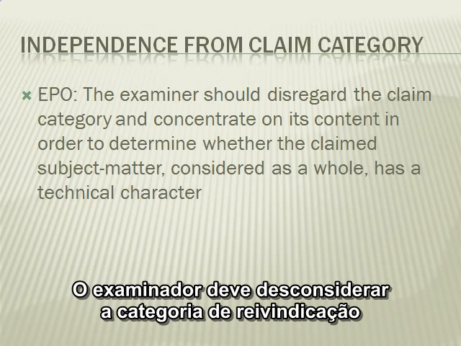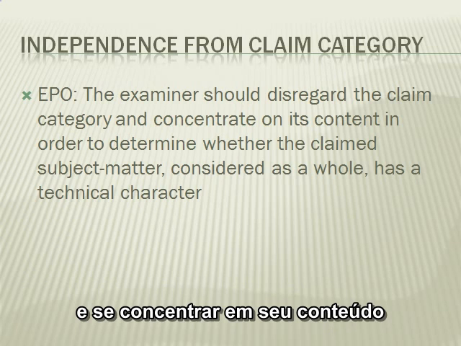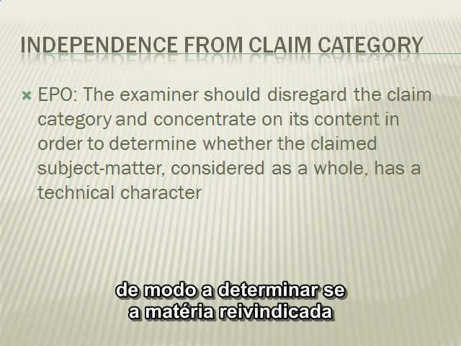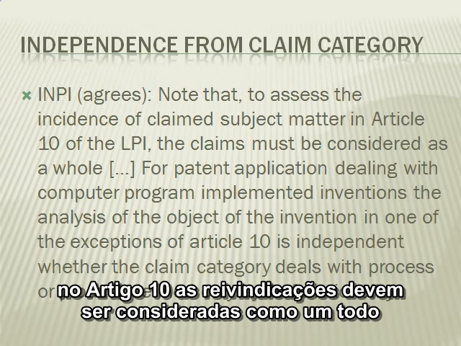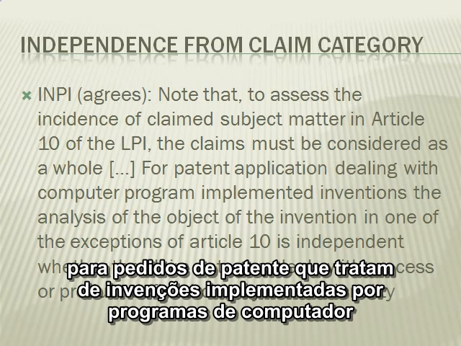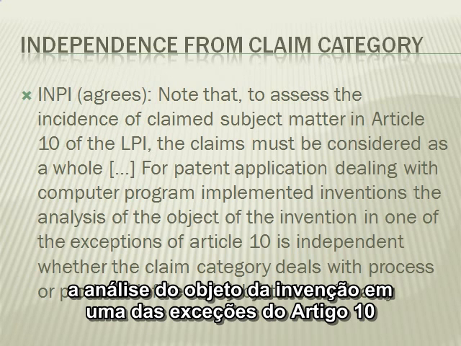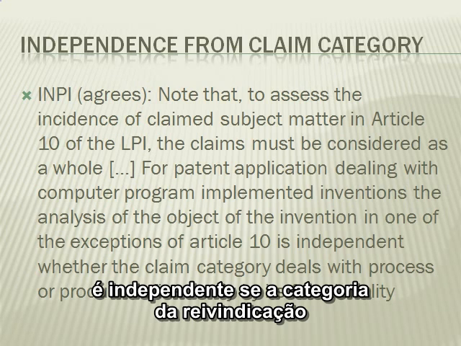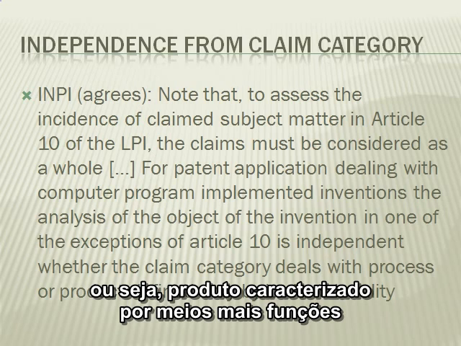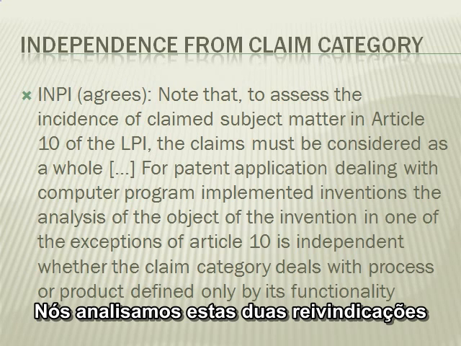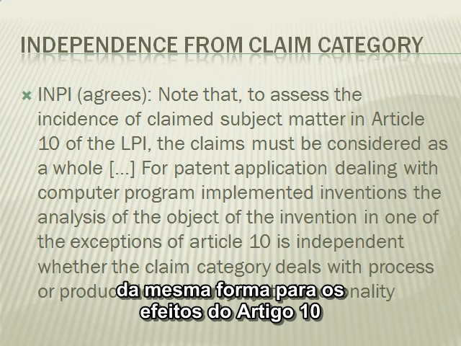Independence from claim category. The examiner should disregard the claim category and concentrate on its content in order to determine whether the claim subject matter considered as a whole has a technical character. INPI agrees, noting that to assess the instance of claimed subject matter in Article 10, the claim must be considered as a whole. For a patent application dealing with a computer program implemented invention, the analysis of whether the object of the invention falls in one of the exceptions of Article 10 is independent of whether the claim category deals with a process, or a product defined only by its functionality, or a product characterized by means plus function. We will analyze both these claims the same way to the effect of Article 10.